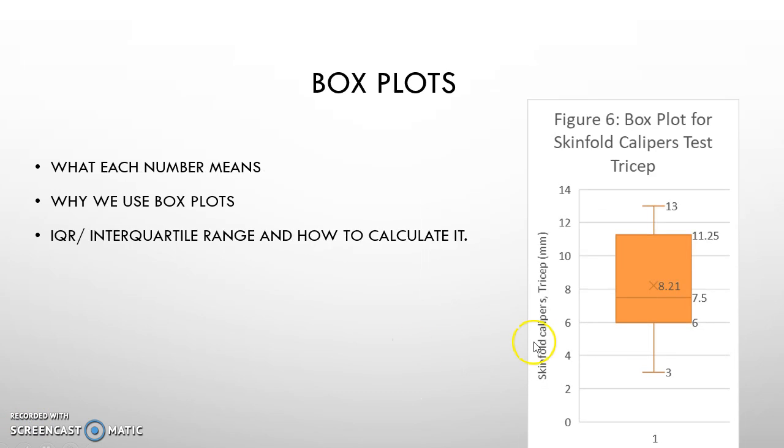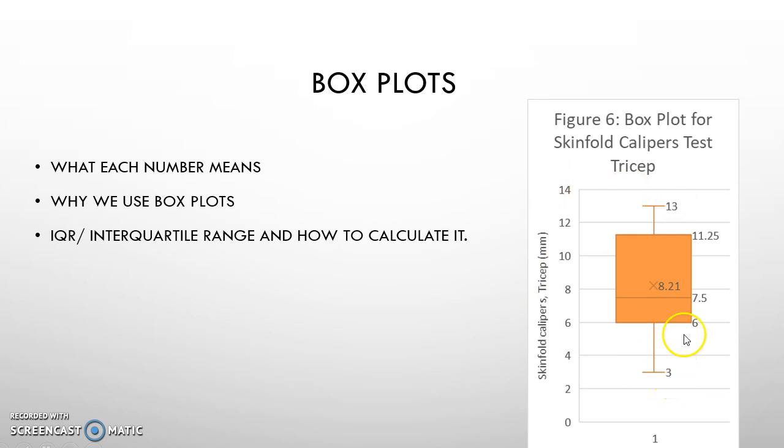So if we go over to the box plot we've got here, we see the numbers 13, 11.25, 8.21, 7.5, 6, and 3. So what these mean is 13 is the highest or maximum value that was gathered in the skinfold caliper test on the triceps. That's 13 millimeters, and the lowest that was found was 3.